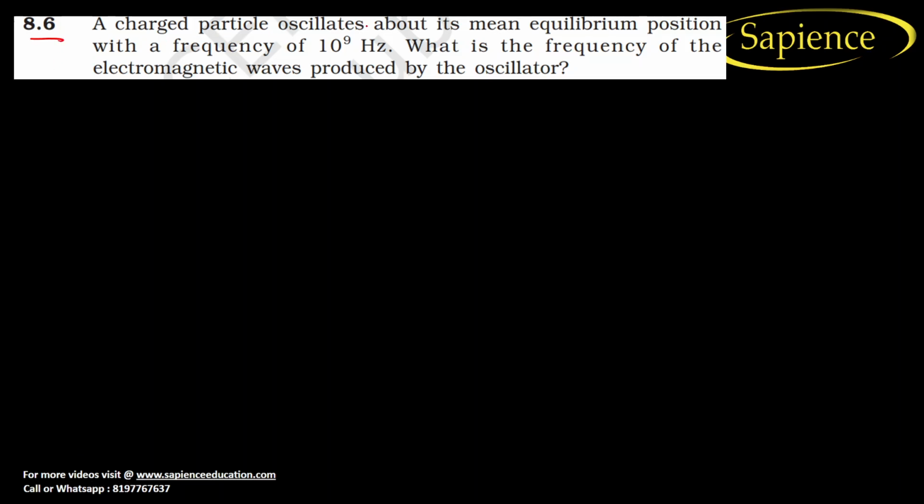A charged particle oscillates about the mean equilibrium position with a frequency of 10 to the power minus 10 hertz. What is the frequency of the electromagnetic wave produced by the oscillator? So if you want me to answer this one, let's create an analogy. Let us suppose there is a wave creator object, and it is creating ripples of the wave in the water, right?